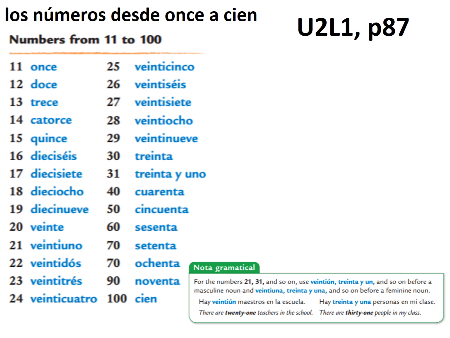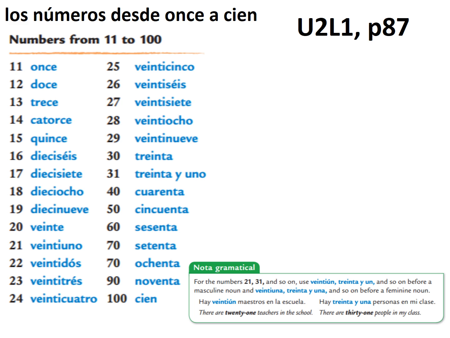40 is cuarenta, 50 is cincuenta, 60 is sesenta, 70 is setenta, and I apologize for the typo on here. Beside 80, it should be ochenta, which is 80. 90 is noventa. 100 is cien.